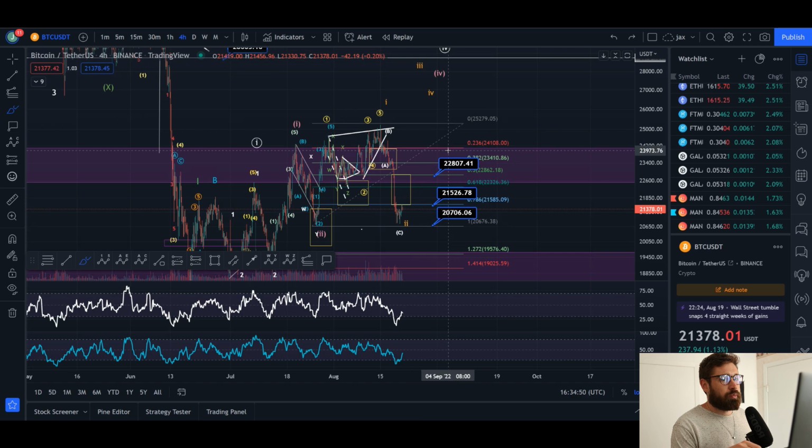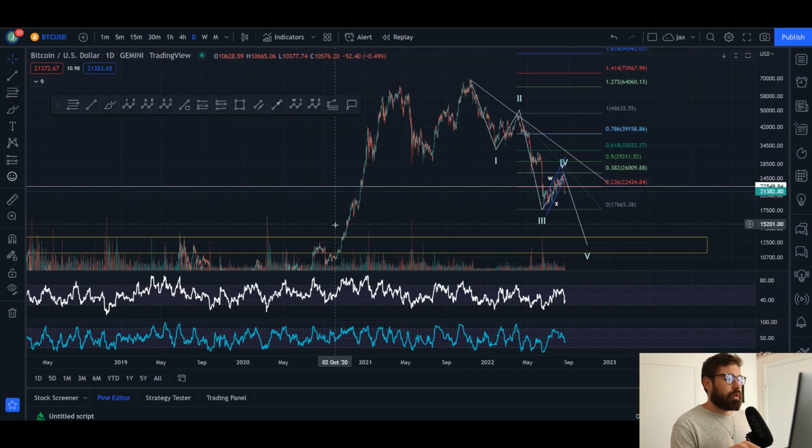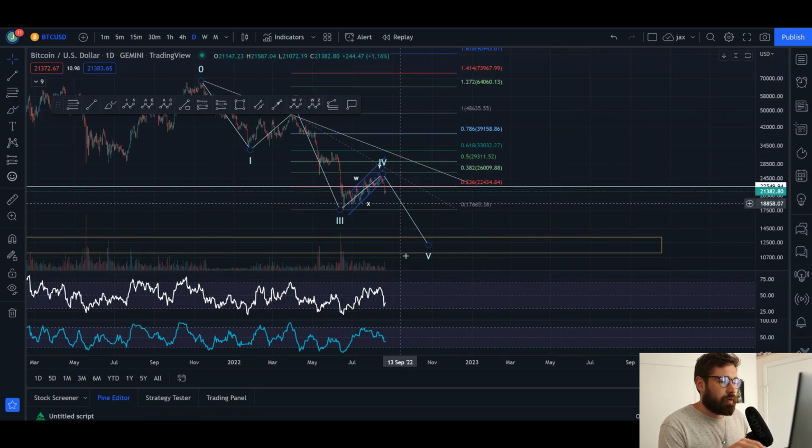But personally, I think we've completed our wave 4 pullback, put in a WXY, and we're coming down for that wave 5. We'll have to see what happens here for our friend Bitcoin.